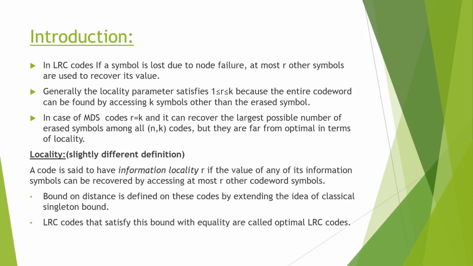Let's define locality in a slightly different way. The code is said to have an information locality R if the value of any of its information symbols can be recovered by accessing at most R other code word symbols. The bound on distance is defined by extending the idea of the classical Singleton bound. And if a code satisfies this bound with equality, the code is called an optimal LRC code.